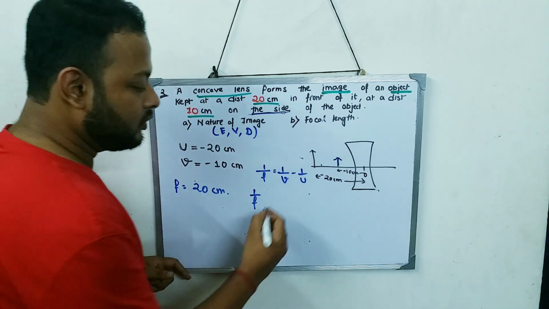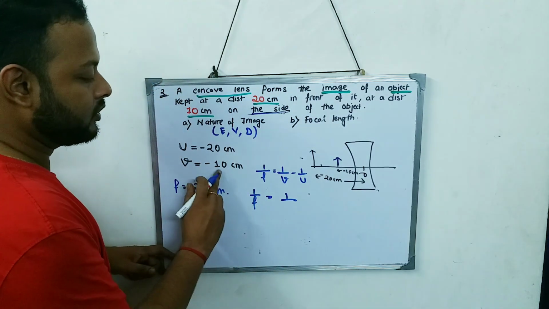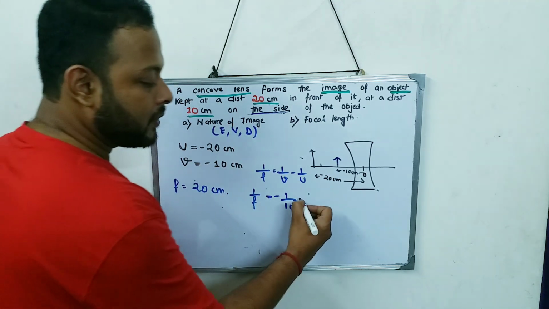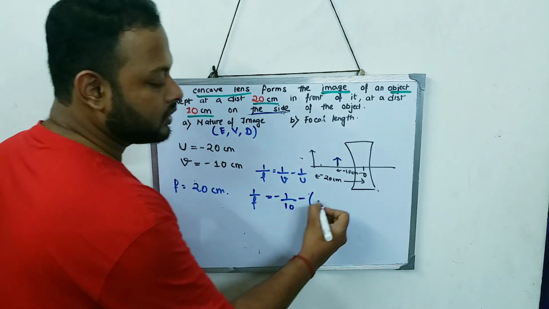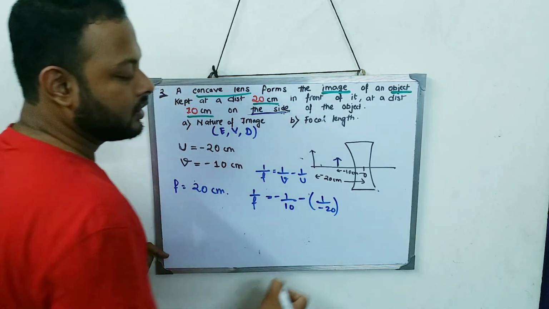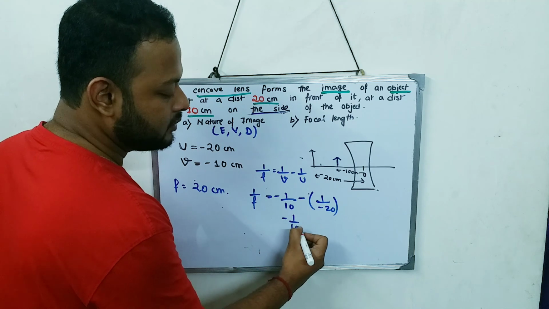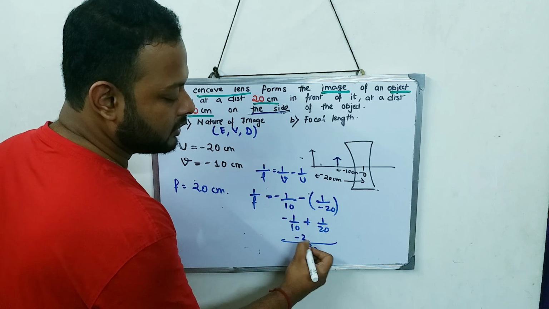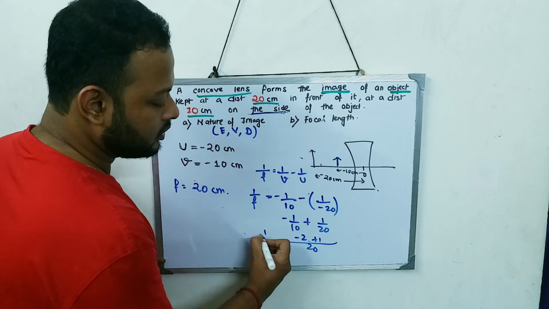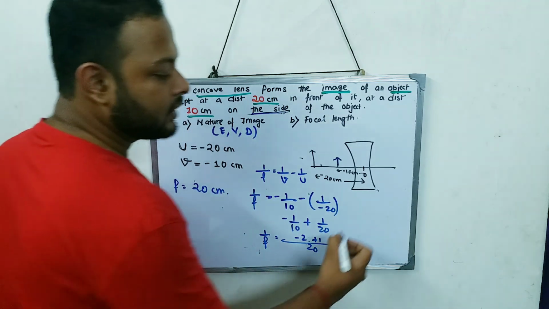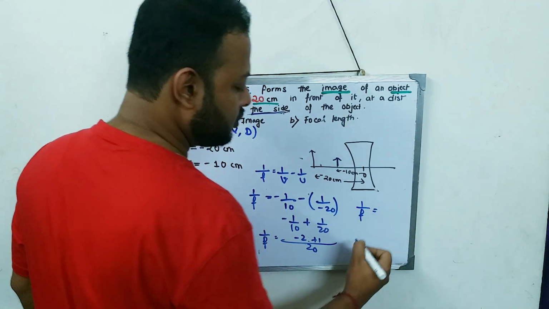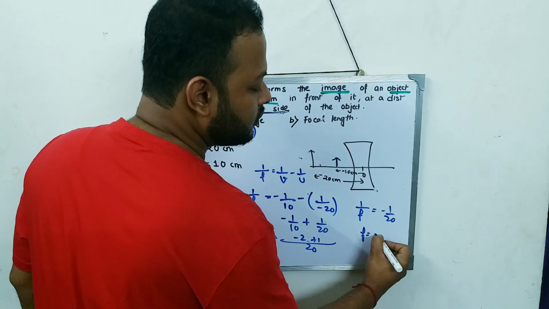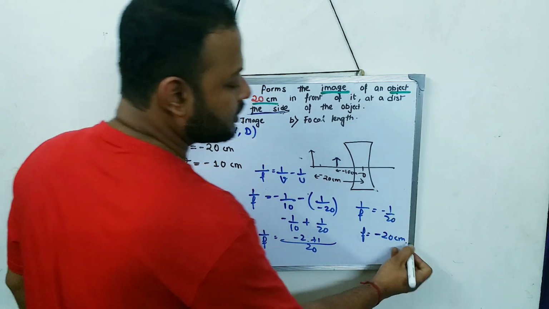Okay. This value of v is not 20. This value of v is 10. So the v value is minus 1 by 10 minus u, which is minus 20, so it becomes minus 20. Now you solve it. Minus 10 minus minus plus 1 by 20. Solve it. 20 minus 2 plus 1. So ultimately you get the answer 1 by f is equal to minus 1 by 20. So f is equal to minus 20 centimeter.